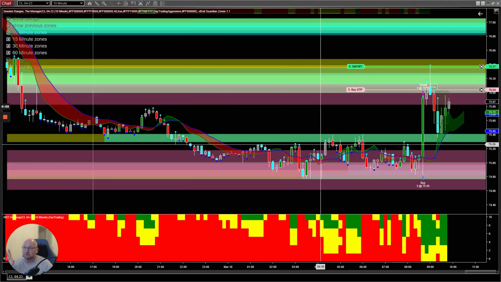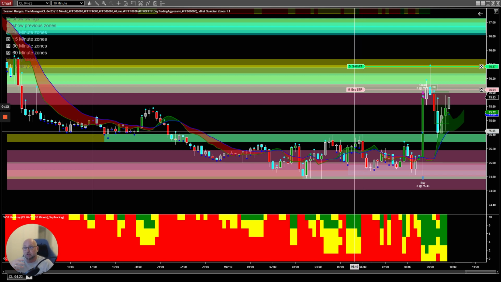Just had a really quick trade on oil for data, and I wanted to go through the reasoning for that using the Guardian zones. I've got another order on now for the range breakout, and I want to go through the reasoning for that as well.